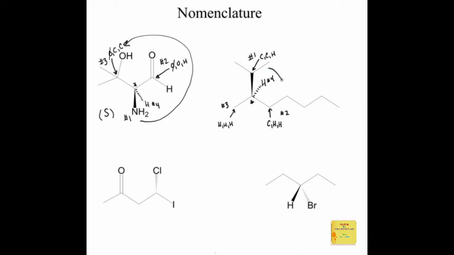So now we go from 1 to 2 to 3. 1, 2, 3, 1, 2, 3. We see that it's clockwise. This is the R configuration.